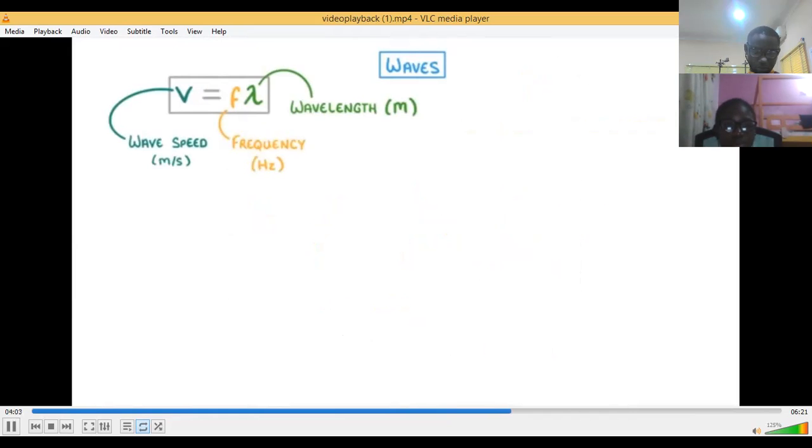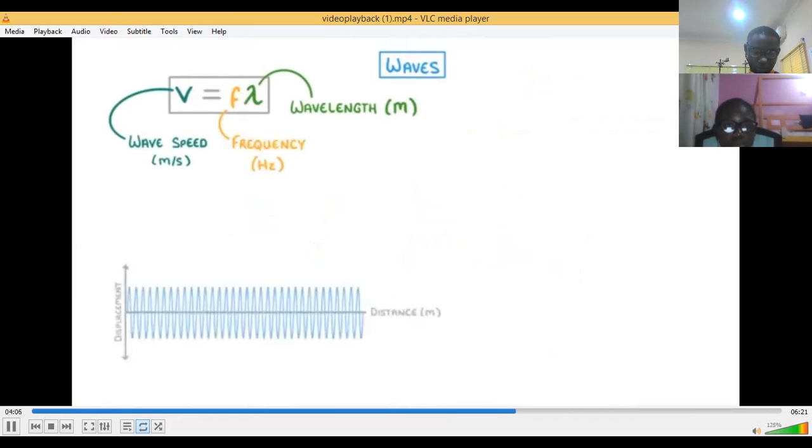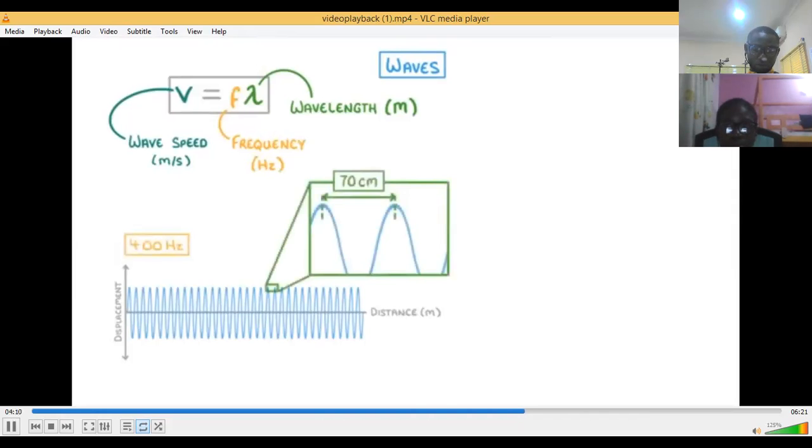To see how this works, let's imagine we had a sound wave that had a frequency of 400 hertz and a wavelength of 70 centimeters. What is its wave speed? Well, in this case, all we'd have to do is convert the 70 centimeters to 0.7 meters, because we always want our wavelength in meters, and then multiply it by the frequency of 400 hertz, which gives us 280 meters per second as our wave speed.